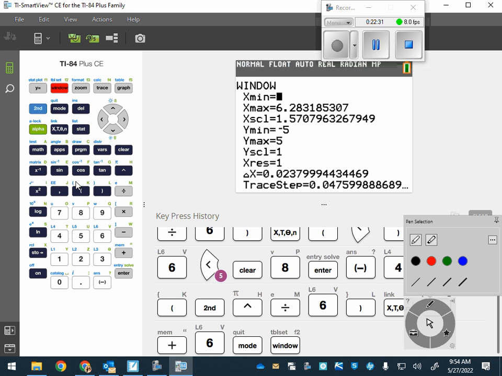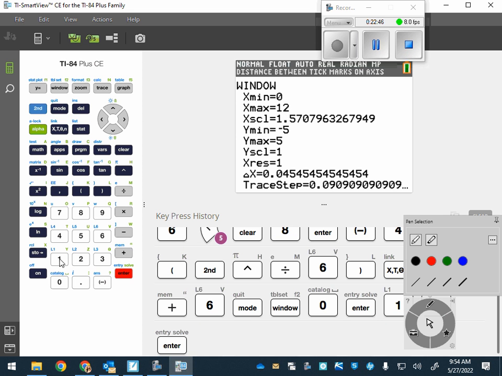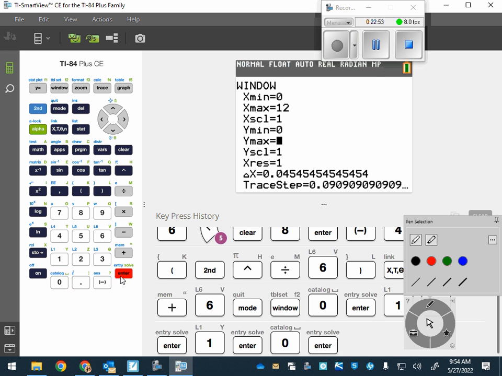Now, the window should be very straightforward. Okay? The window should be 0 and then 12 hours, right? That was the period. 0 to 12, because we don't care about the negative. The scale, we could go by ones if we wanted to. The minimum, we're going to put 0. The maximum was 10. So we could do 10. See what happens. Let's hit graph.